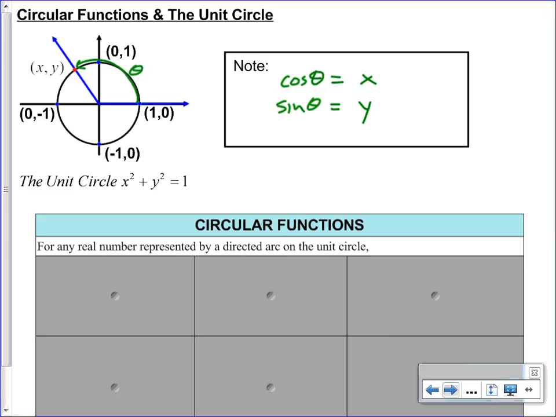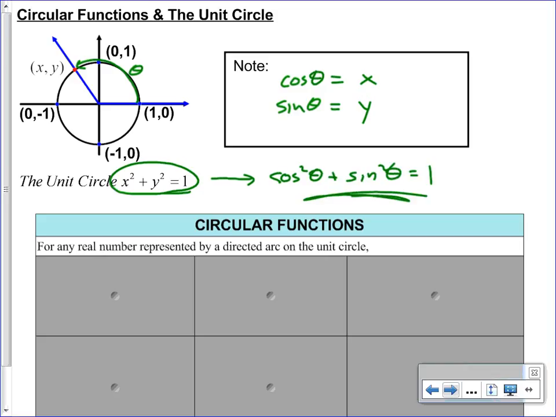And, of course, using the Pythagorean theorem, x squared plus y squared is equal to 1. And that's where we get the equation cosine squared plus sine squared is equal to 1. We'll be talking about that a lot, because that's that big Pythagorean identity that we love so much.